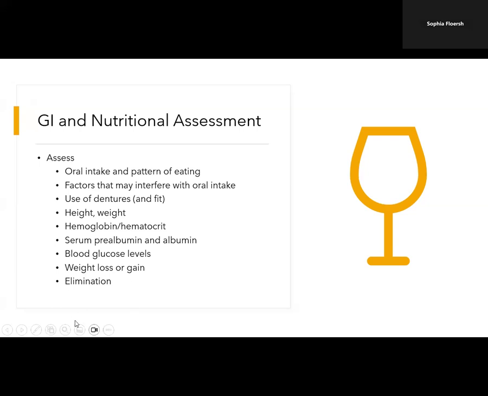Elimination, are they constipated? If they're really, really constipated, what's something that I can do that's the least invasive? Increase their fiber. I want them to have increased fiber so that way it's easier for them to actually have a bowel movement. Now, when you increase fiber, you also have to increase fluid because if you don't, it gives them a really bad GI stomach ache.